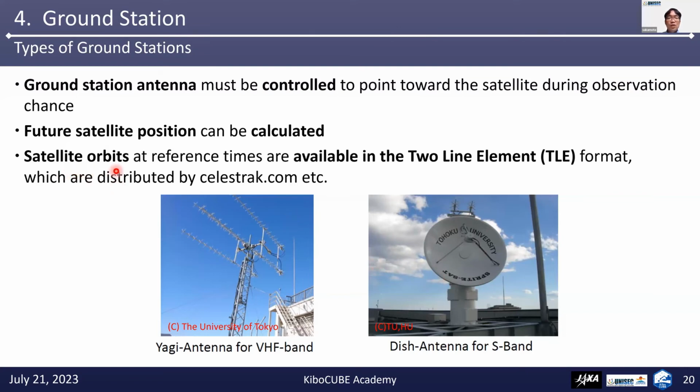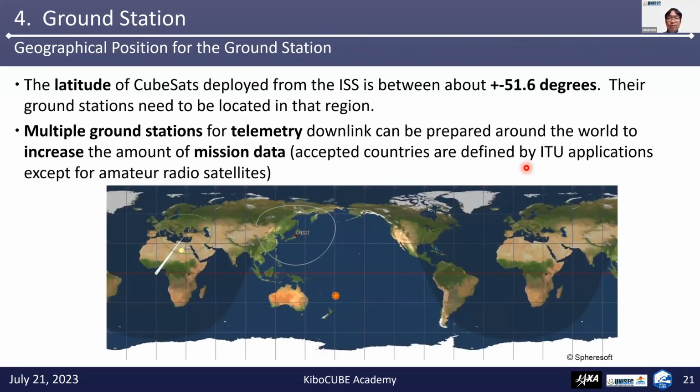And for the satellite orbits, the future satellite position and antenna direction can be calculated. So this is not difficult. Satellite orbits at a specific time are available in the two-line element. This is open orbital information, and we can get it from public websites. Every space object is being surveyed by a United States organization, so every satellite position can be calculated by anyone.